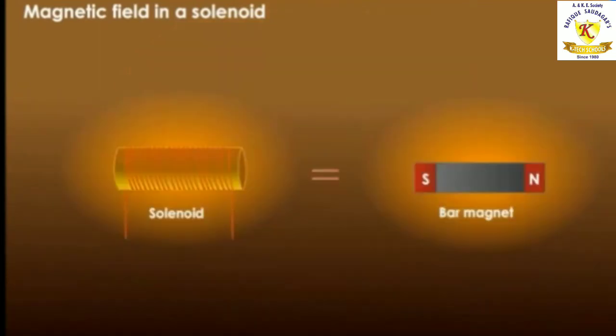Are you getting me, children? Thus, the situation becomes similar to a number of small bar magnets placed end to end with their opposite poles facing each other, such that they collectively act as a bar magnet. Thus, a solenoid behaves like a bar magnet.